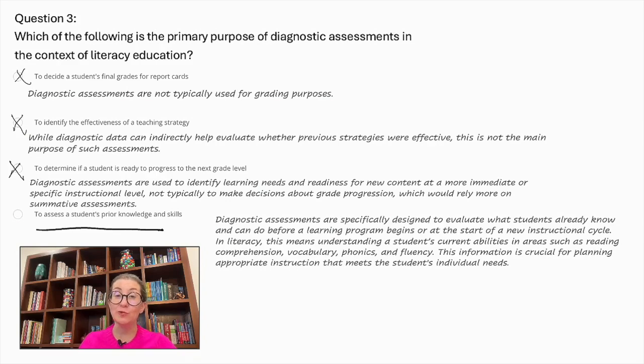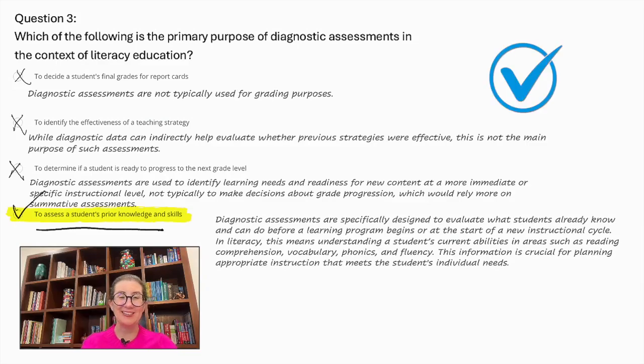Diagnostic assessments are specifically designed to evaluate what students already know and can do before a learning program begins or at the start of a new instructional cycle. In literacy, this means understanding a student's current abilities in areas such as reading comprehension, vocabulary, phonics, and fluency. This information is crucial for planning appropriate instruction that meets the student's individual needs. And that's the correct answer.